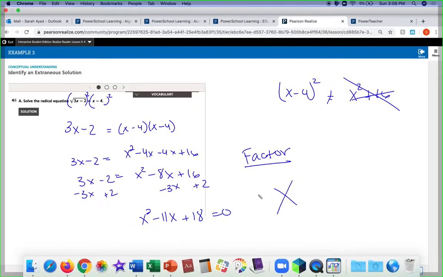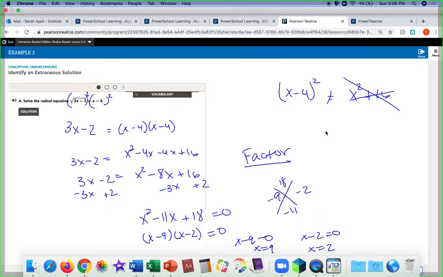Now I need to factor. What multiplies to 18 that adds to negative 11? Multiplies to 18, adds to negative 11: negative 9 and negative 2. Because a is 1, and only because a is 1, I do not need to use grouping. I could jump to my factors. Now that I have my factors, if I set x minus 9 equal to 0, I get x equals 9. If I set x minus 2 equal to 0, I get x equals 2.